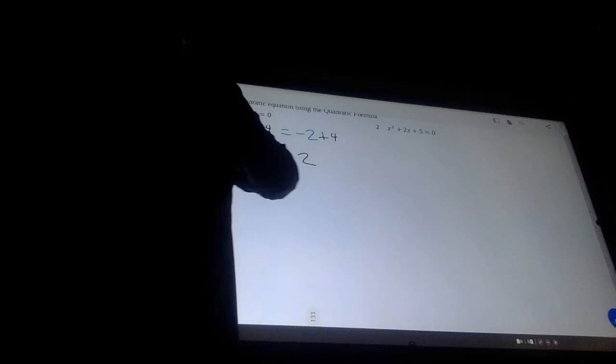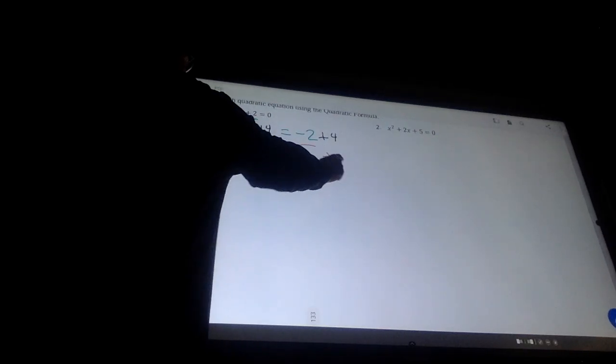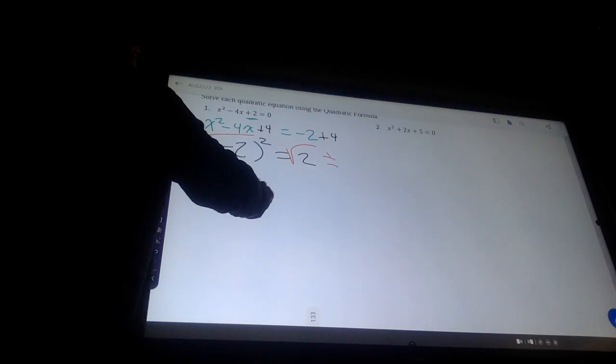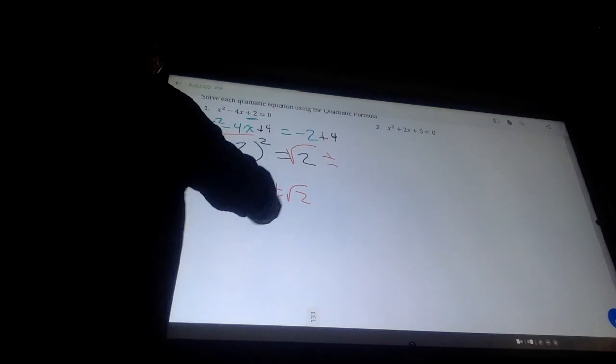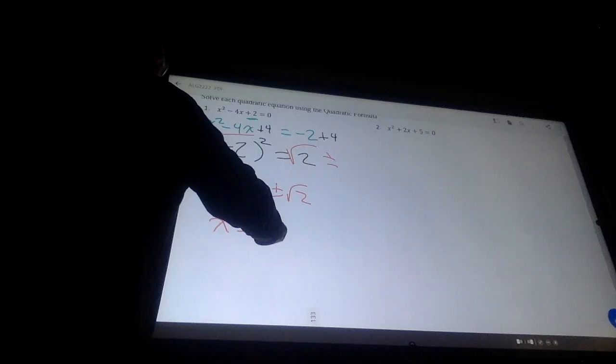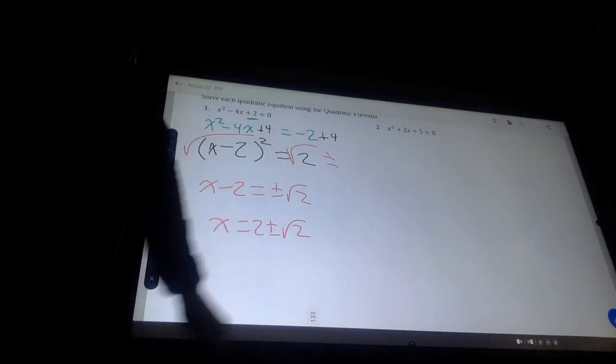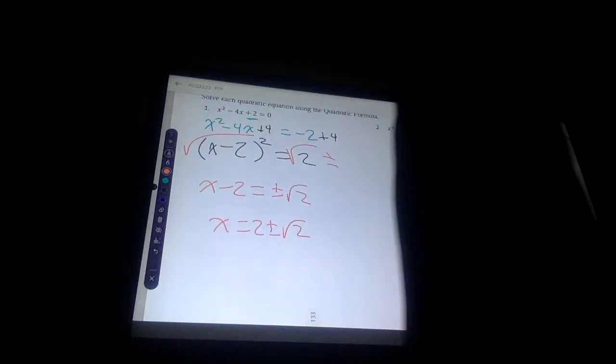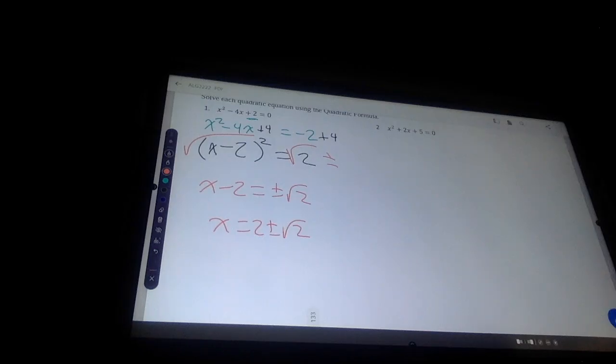So we get to this. Root. Don't forget the plus minus. I'm going to get x minus 2 is equal to plus or minus root 2. Add 2 to both sides, and you just wind up with the answer like that. And that is so much faster and so much nicer than the quadratic formula. It would have been the same answer, but you still would have been working it.